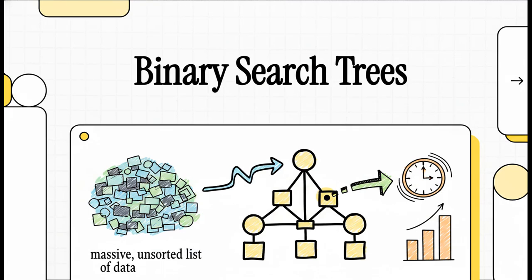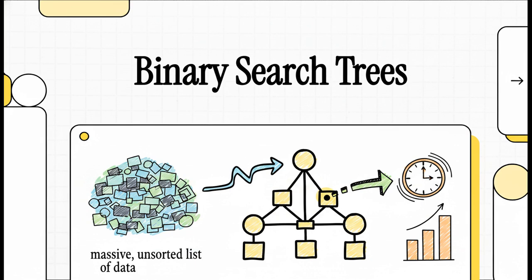Imagine you have a massive, completely unsorted list of data. Searching through it piece by piece from beginning to end? Yeah, that's incredibly slow and tedious. But what if there was a way to organize that data so perfectly that you could find exactly what you're looking for in a fraction of the time? Well, today we're unlocking a brilliant structural solution that does exactly that.